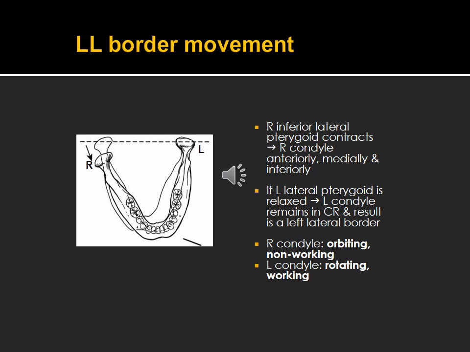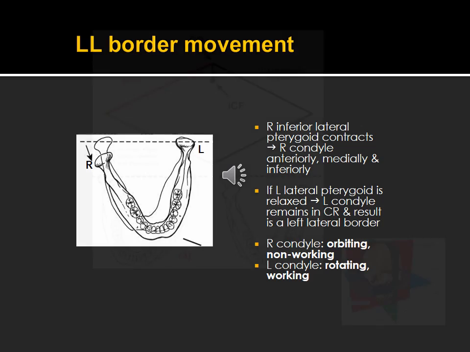Again, R is the non-working side or non-working condyle or the orbiting condyle. The L is the rotating or working condyle towards which the movement will happen. And the end result of this will be the movement toward the left. So here we have left lateral border movement.